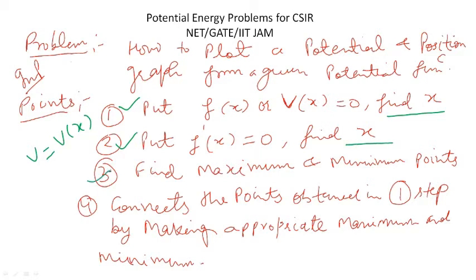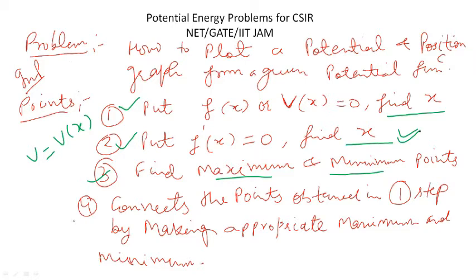The third point is that you have to find the maximum and minimum at the points which you obtained in step 2. This means you have to find d2V over dx2, and then check whether it is positive or negative. Accordingly your function will be a minimum or a maximum.